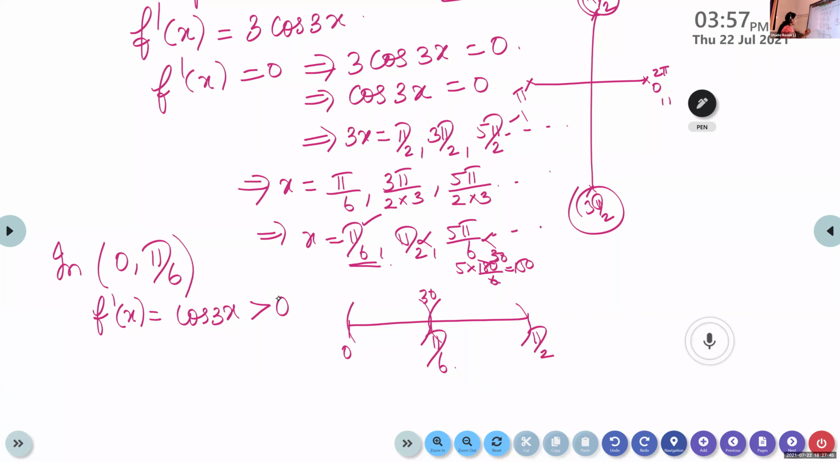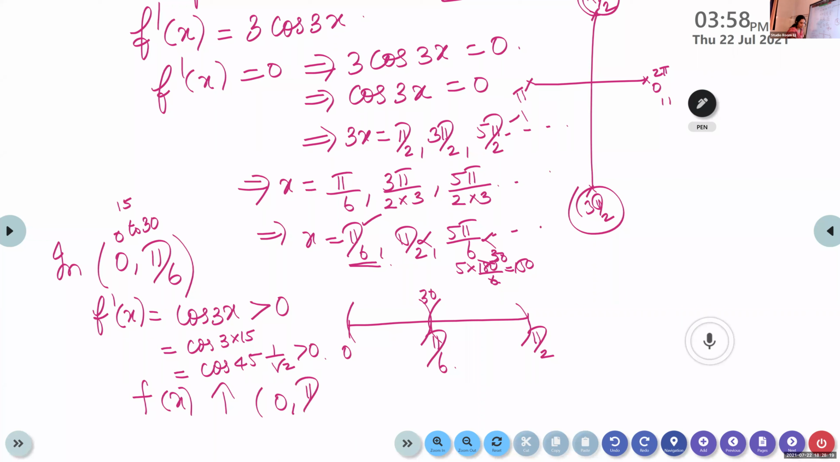If you want, you can take some value. Pi by 6 means it is 0. For your understanding, children, I am writing like this, 0 to 30. You take some value, 15. What is cos 3 into 15? Is it cos 45? Is it 1 by root 2, positive? Yes or no? In the first quadrant, all the trigonometric ratios are positive. So cos 45 is positive. So we can say f of x is increasing in the interval 0 to pi by 6.